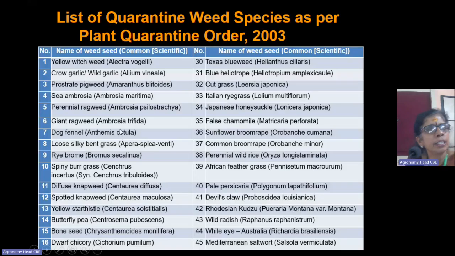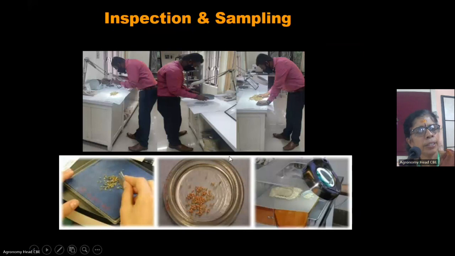They can see the proper notice. This is a list of quarantine weeds as of 2003. And this is the inspection being carried out in quarantine centers. Some of you will get appointments like this. One of my earlier students is working there. He gave me this photograph. Trivandrum Plant Quarantine Station.